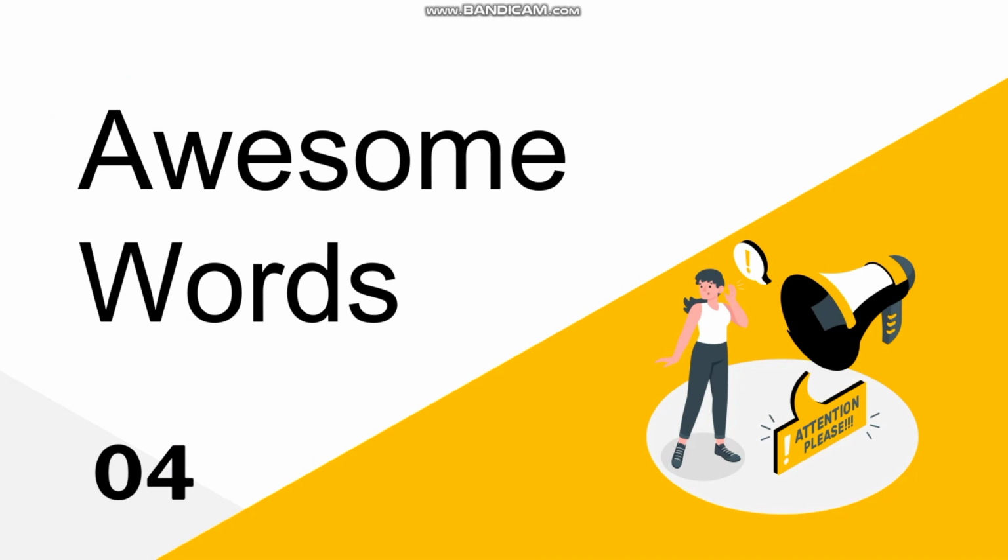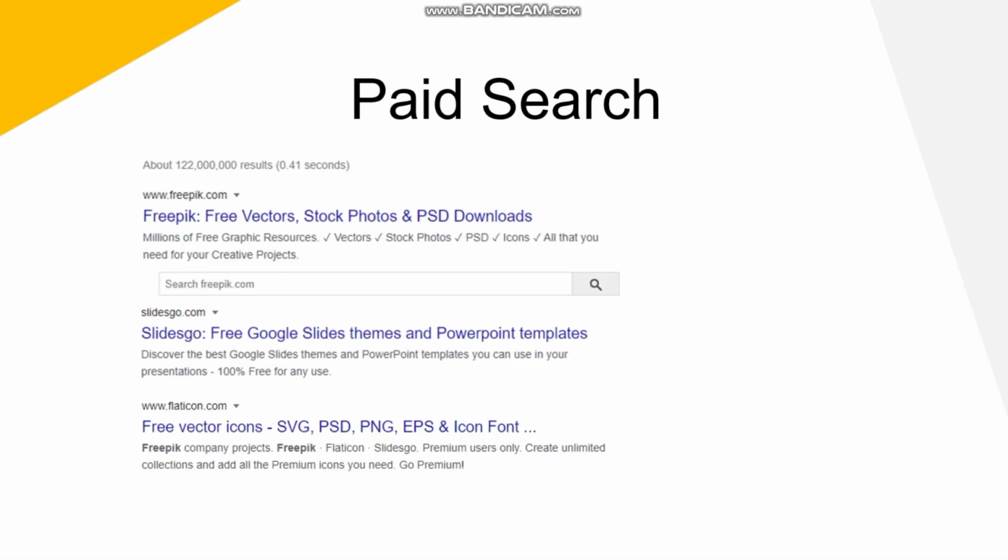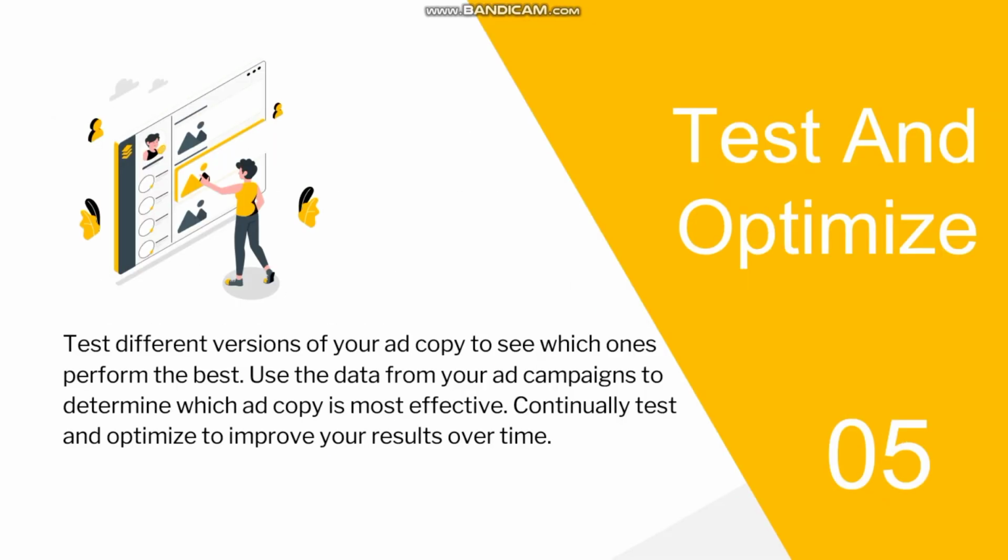Now you have to use some cool words. Here you can check them out: free Google Slides themes, free vector icons, stock photos, and everything feels cool. Your meta descriptions: discover the best Google Slides themes and PowerPoint templates. This adds things that make your Google Ads performances better.